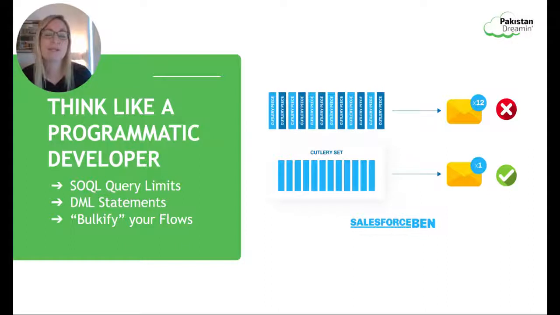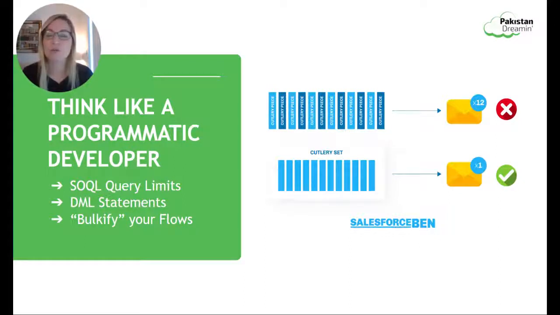And if you want it broken down even more, this is my favorite example of why we would reduce our number of DML statements and use a collection variable. So let's say that you would like to order some new cutlery for your house, and you would like 4 forks, 4 knives, 4 spoons, and you're going to order it off of Amazon.